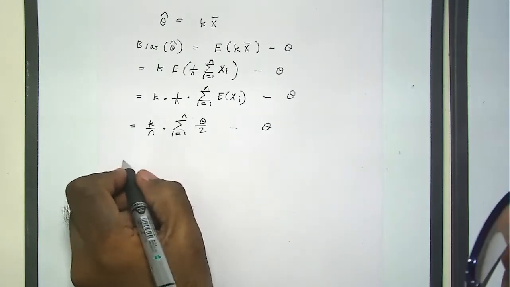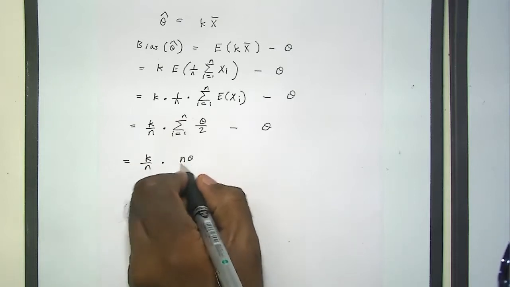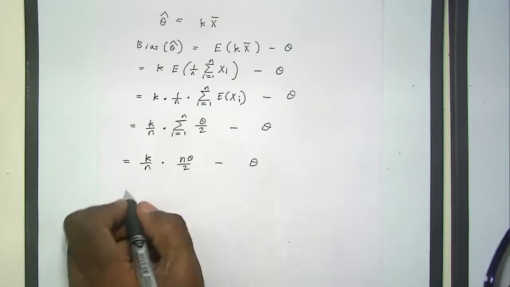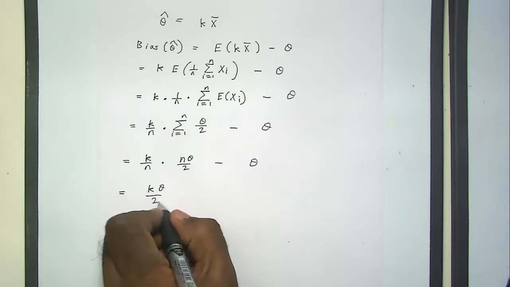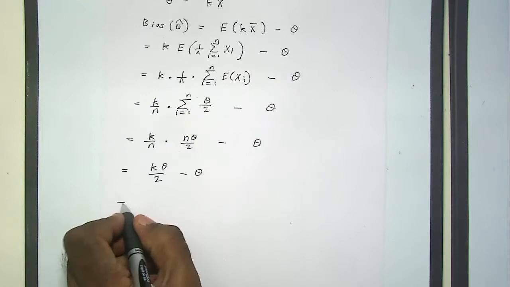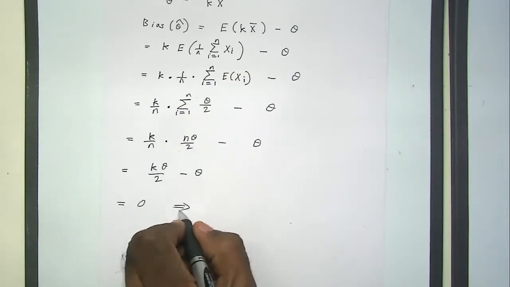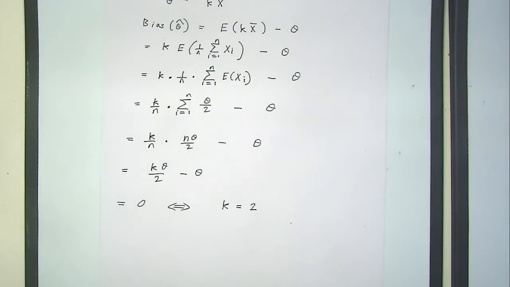Right, so this is k theta by 2 minus theta, and this is 0 if and only if k is equal to 2. So the answer to the first part of the question is that k must be 2. K must be equal to 2 for the estimator to be unbiased. You guys follow?